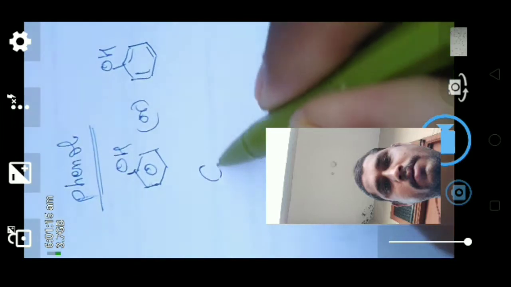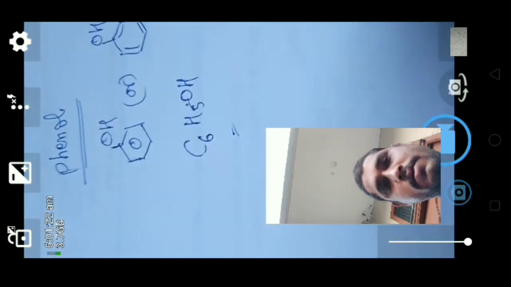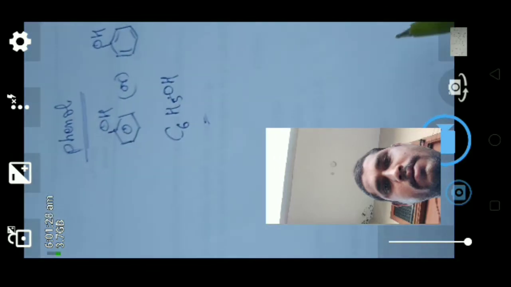The formula of phenol is C6H5OH. This is the molecular formula and structure of phenol. We are going to discuss the preparation of phenol.